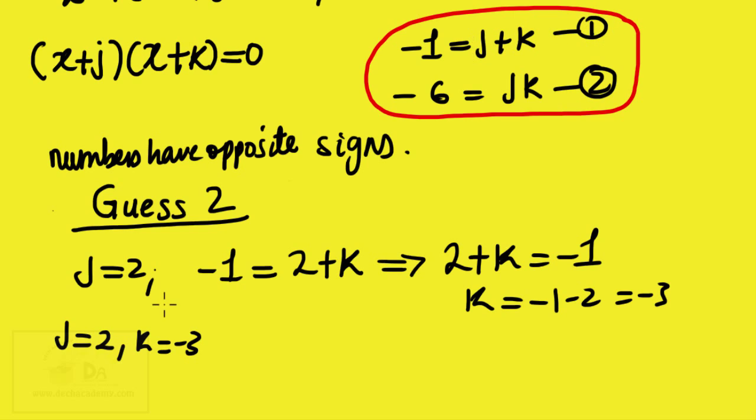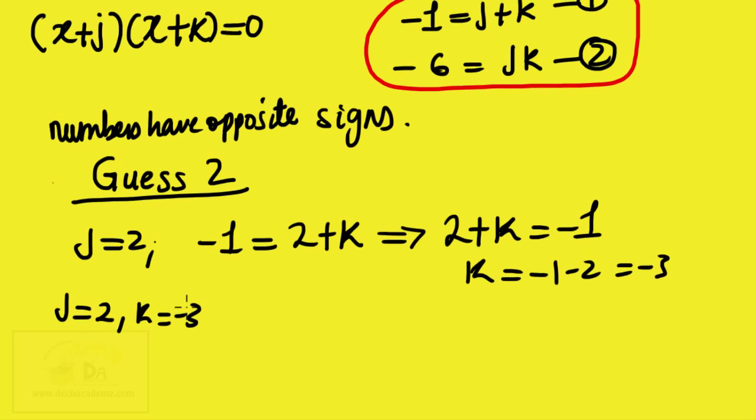I mean, if you look at this, if you replace j with 2 and k with minus 3 in the first equation, you get 2 minus 3, which is minus 1. So the equation is satisfied because the left hand side is equal to the right hand side. So you can try doing it yourself. Replace j with 2 and k with minus 3 and see if the first equation is satisfied. However, the valid values of j and k satisfy both this equation and the second equation. So we need to test the second equation.